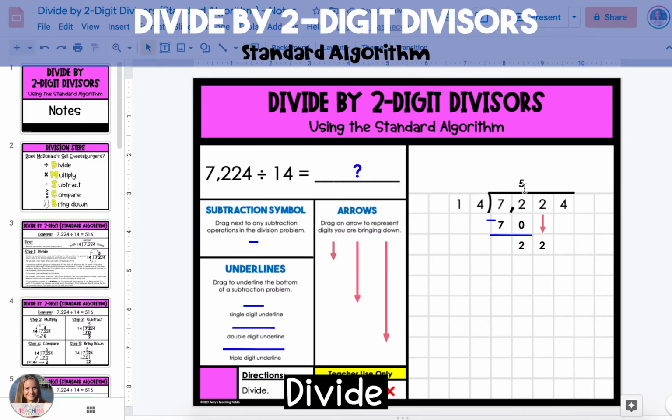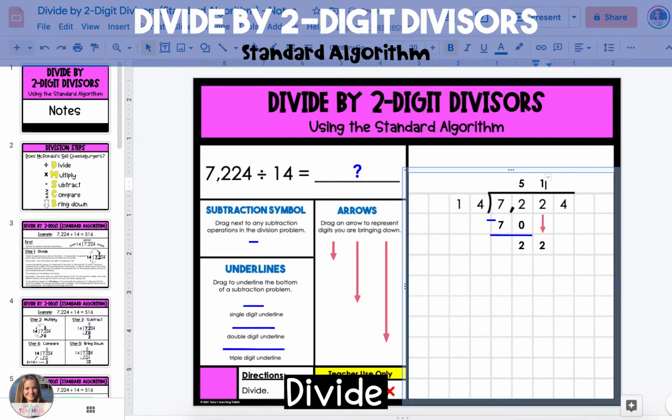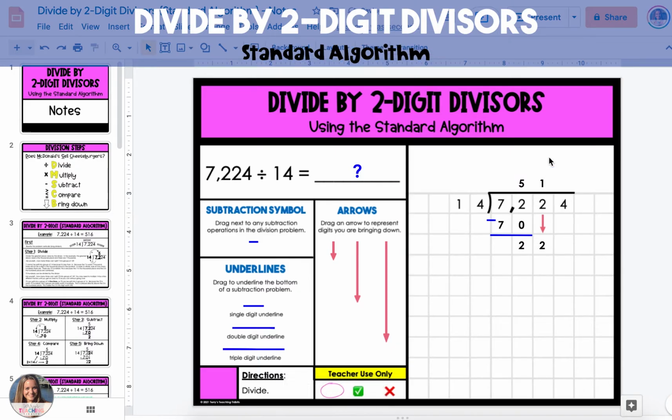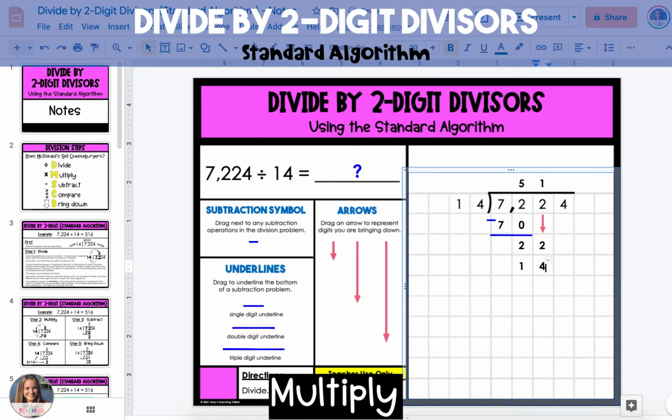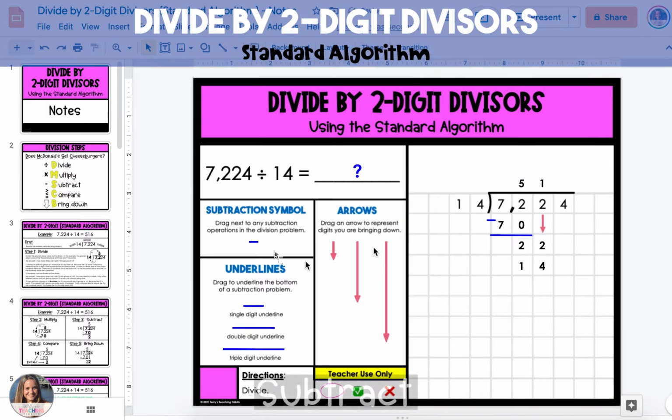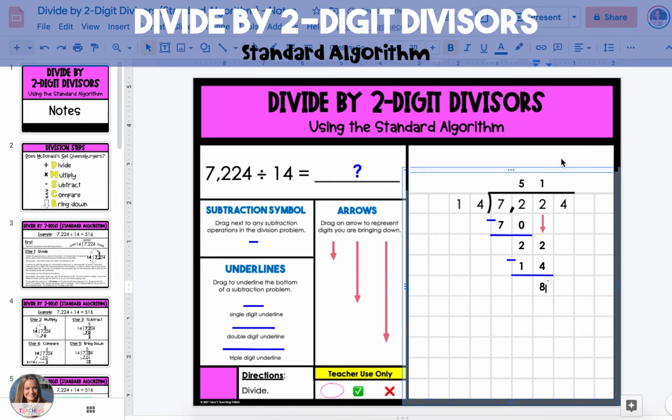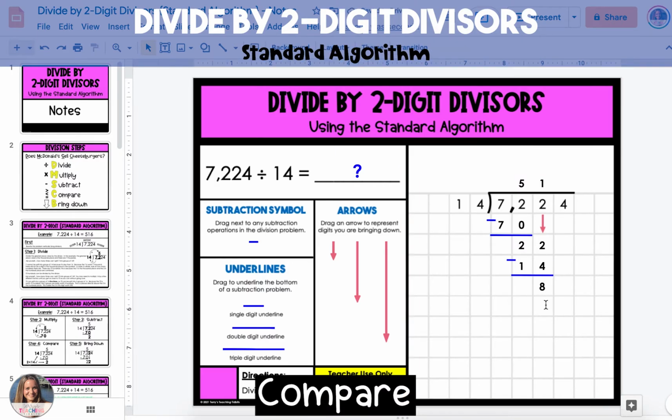22 can divide by 14 one time, so we're going to put a 1 in the tens place of the quotient. Next, multiply that 1 by 14 to get 14 and put it under the 22 in the dividend. Next, subtract. 22 minus 14 is equal to 8. Compare the answer 8 to the divisor 14. It should be less than the divisor, and it is, so we can move on to the next step.